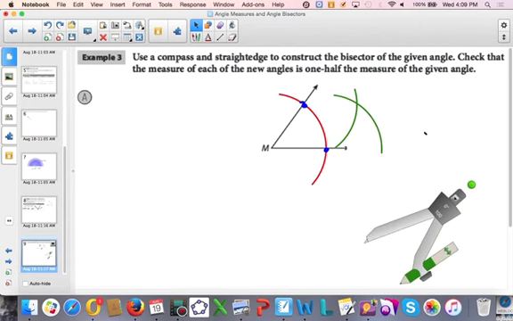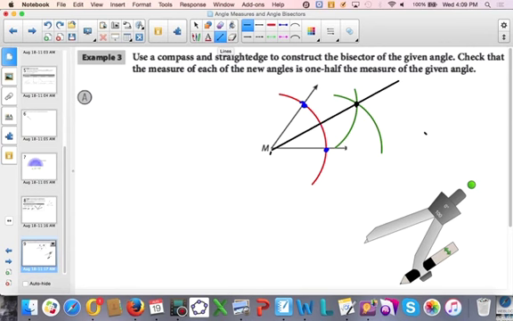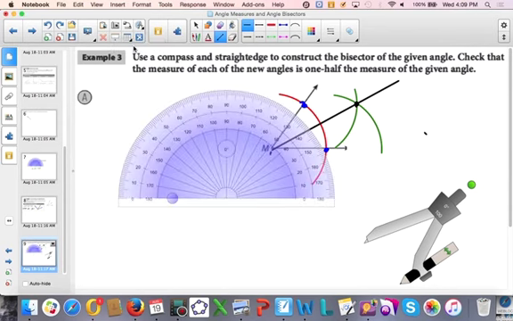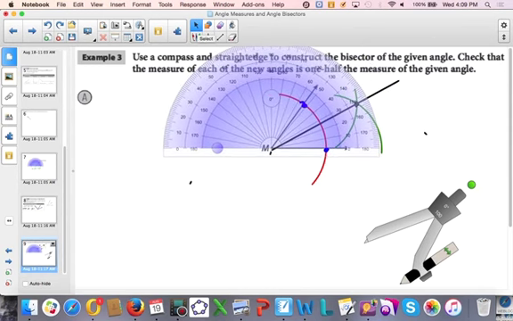And so notice that these green arcs that I made are crossing here. So from the vertex of my angle to the intersection of those two green arcs, that's my angle bisector. And the instructions ask us to check that the measure of each new angle is 1/2 the measure of the given angle. So that means I need a protractor in order to measure an angle. So I bring my protractor over in order to measure my angles.